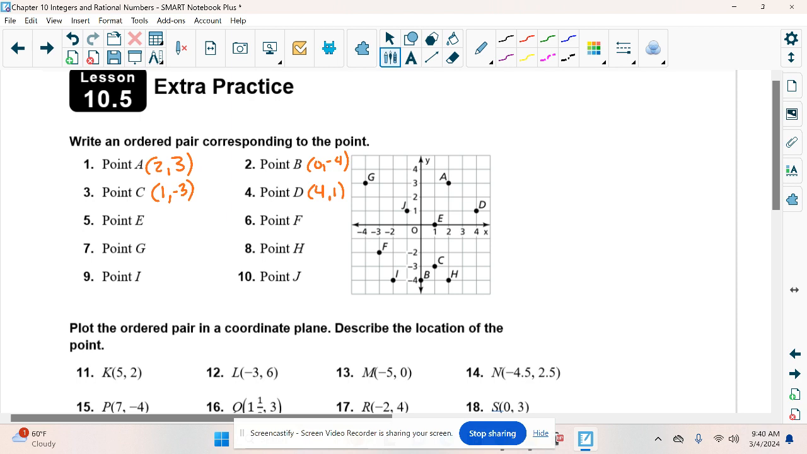All right. E for excited Eli. 1, 0. Out 1, up 0. All right. F for Finch. Over to -3, down to -2. Beautiful.